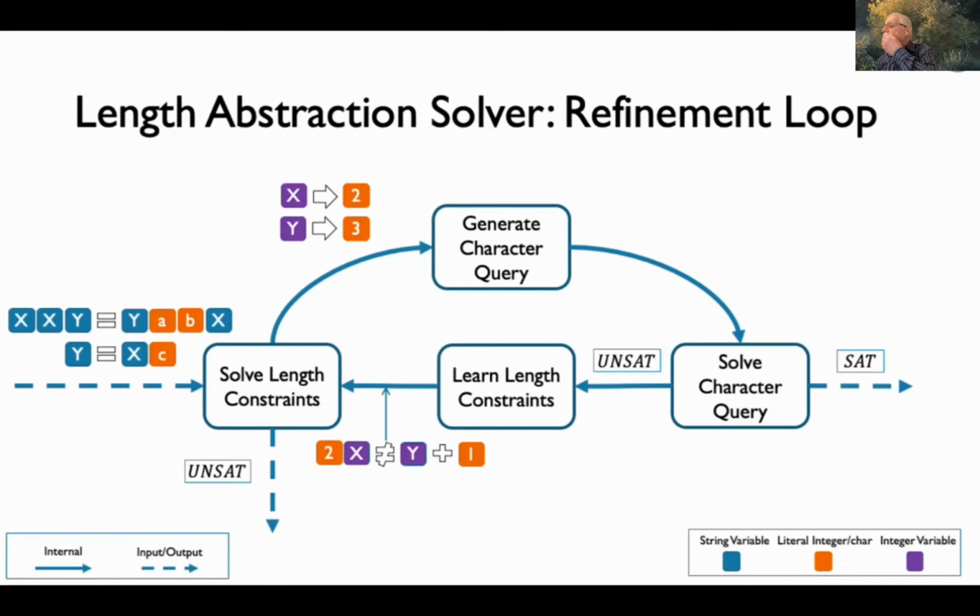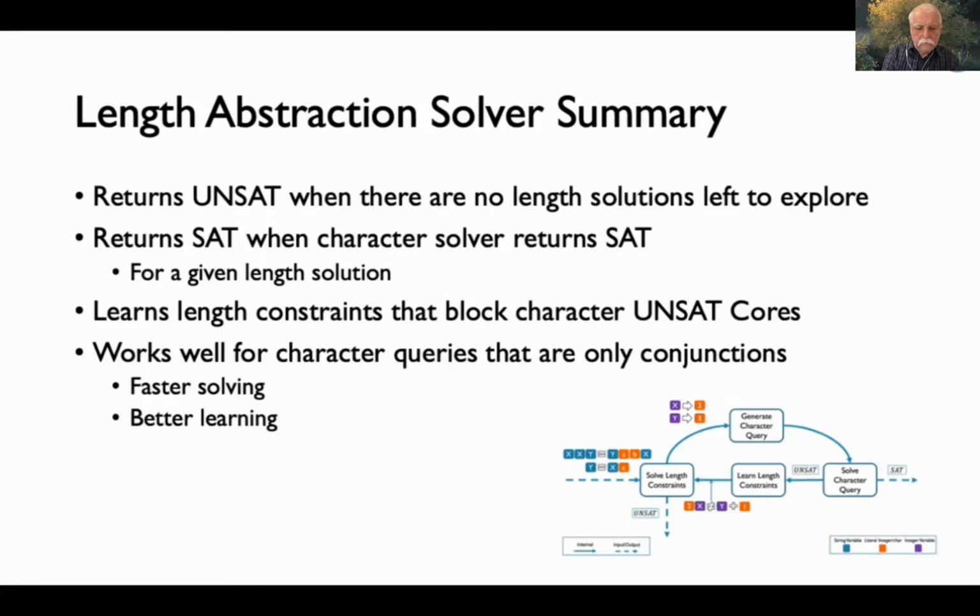And just to bring it all together very explicitly for a running example, one iteration of the loop looks like this, with the input query on the left, the guess at lengths in the middle top, and then the learned length constraint on the bottom. Okay, so that's the gist of the length abstraction solver.